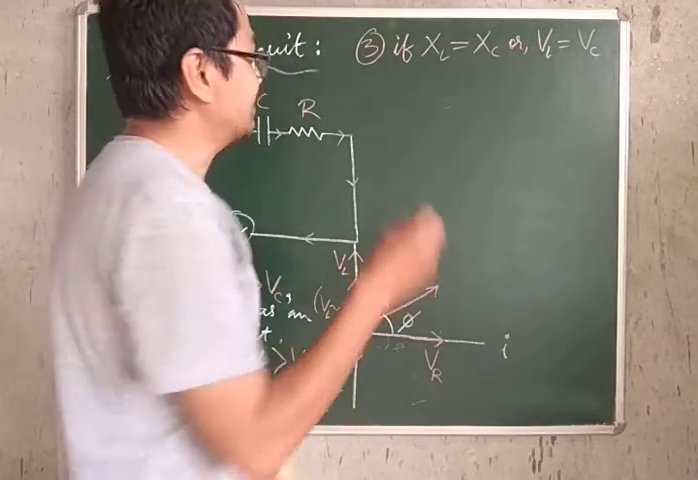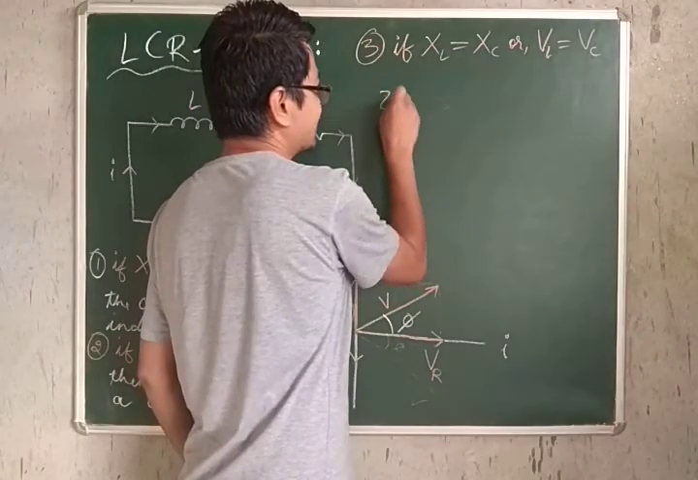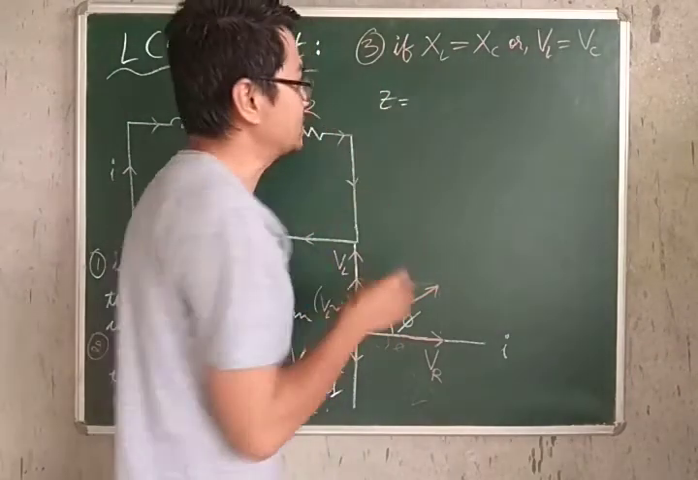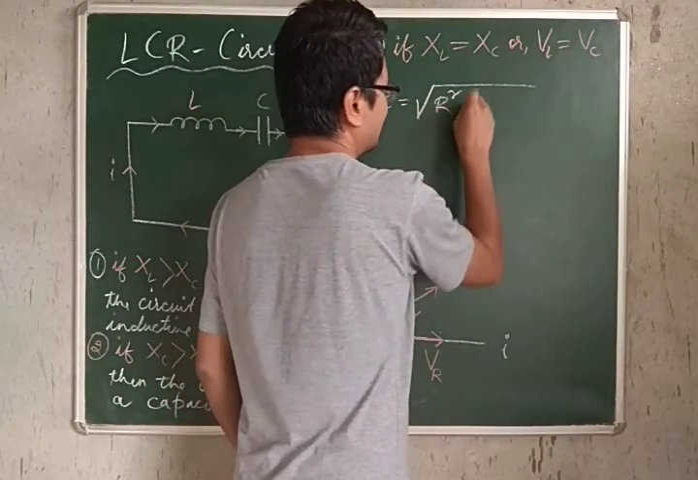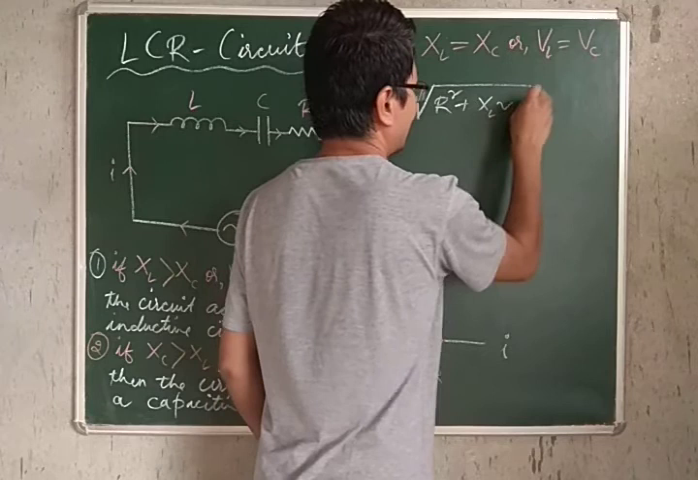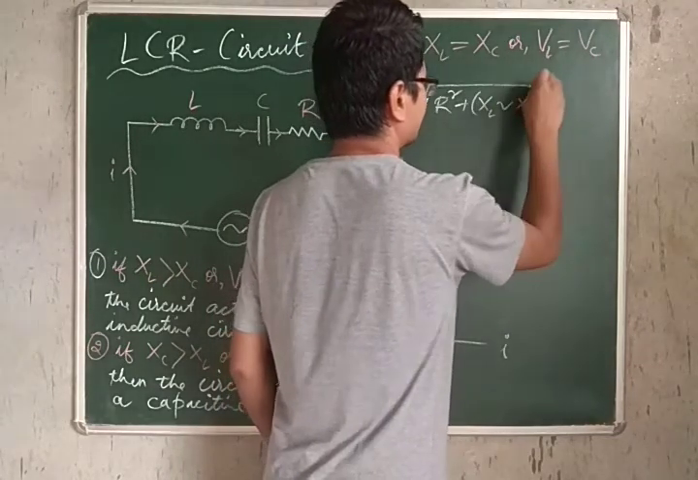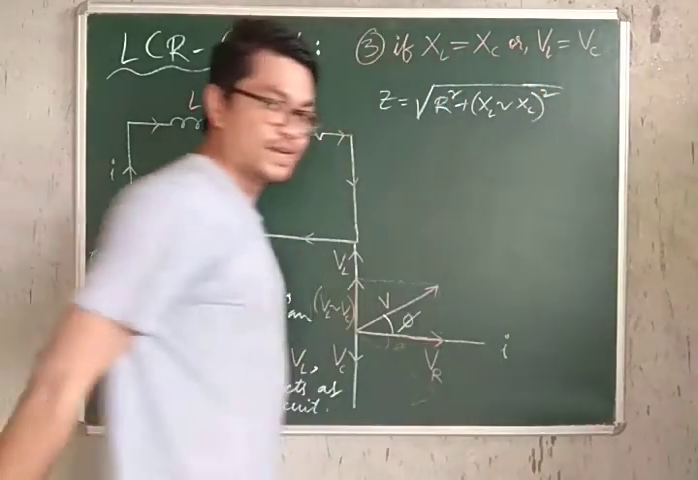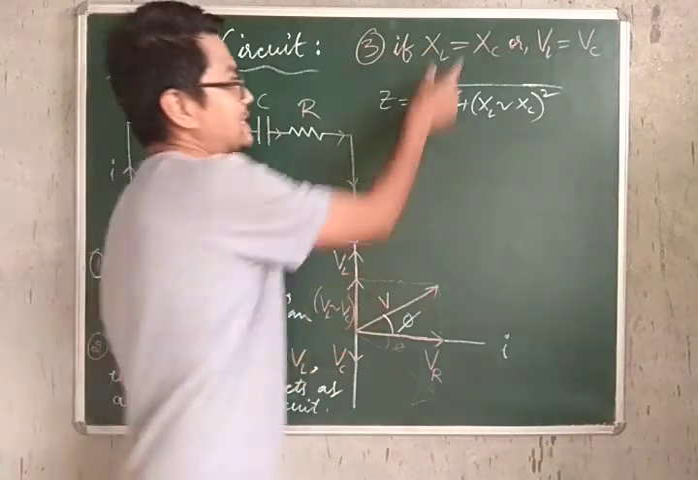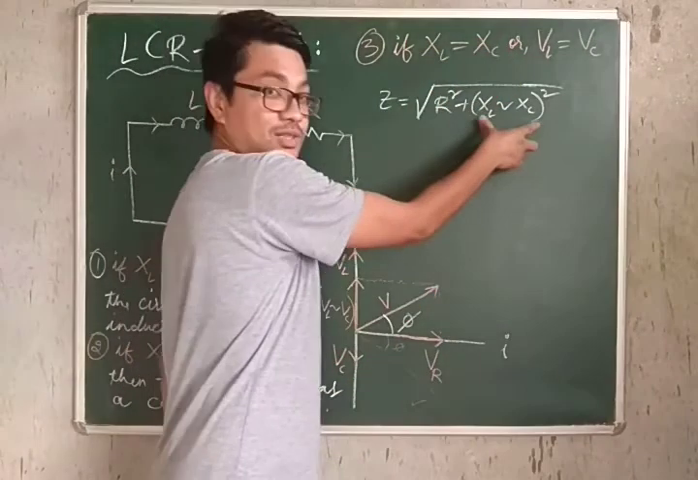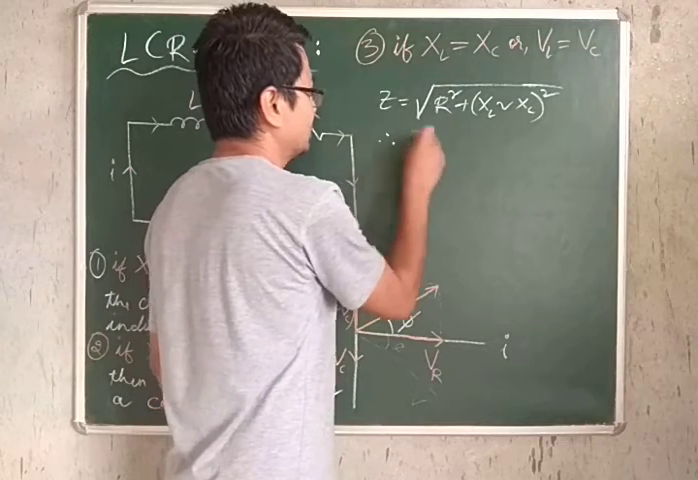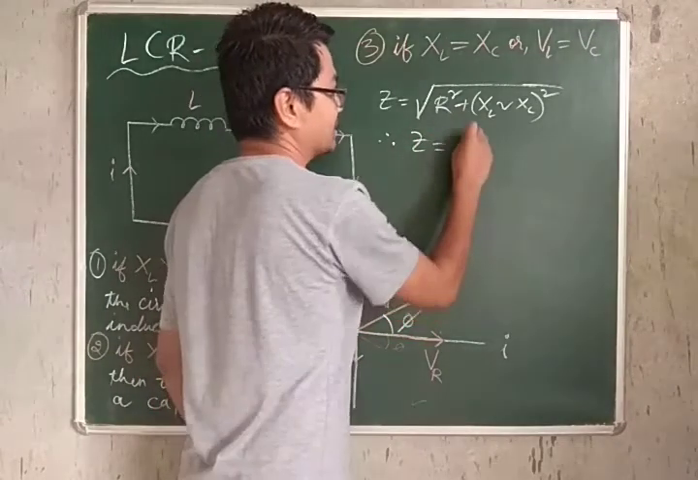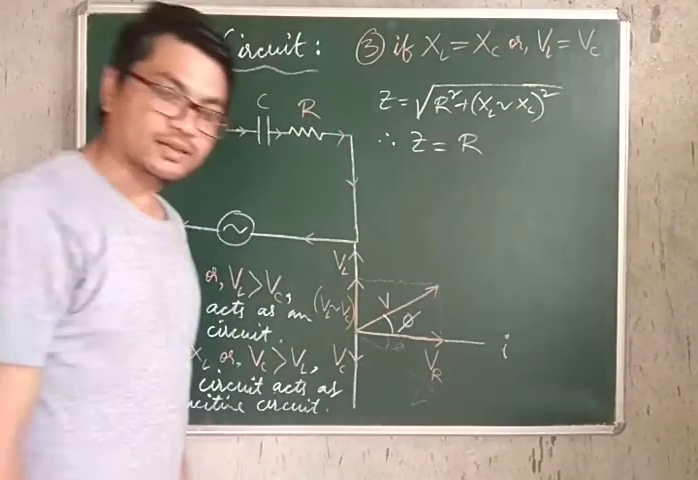We've already seen the impedance. I'm rewriting the expression for the impedance over here. This is square root of R squared plus (XL minus XC) whole squared, of course. So the case we are considering over here is XL is equal to XC. So what happens to the second term over here? It becomes 0. And therefore, what happens to your impedance? Impedance simply becomes equal to R.